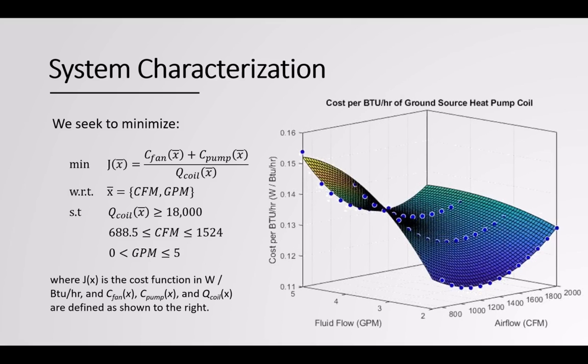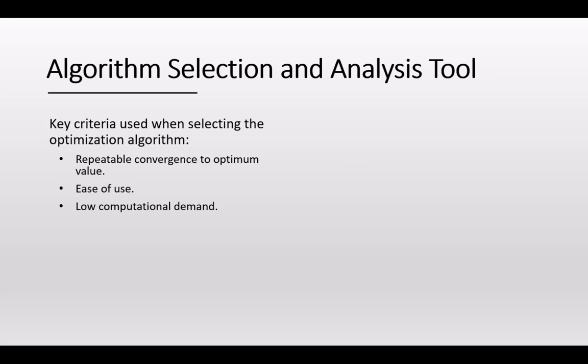Just as a reminder, here are our mathematical models, and here is a graph of our objective function without the constraint on Q coil. The three main criteria I looked for when selecting an optimization algorithm were a repeated convergence to the optimal value, an ease of use of the program, and low computational demand. For these three reasons, I chose the GRG method.